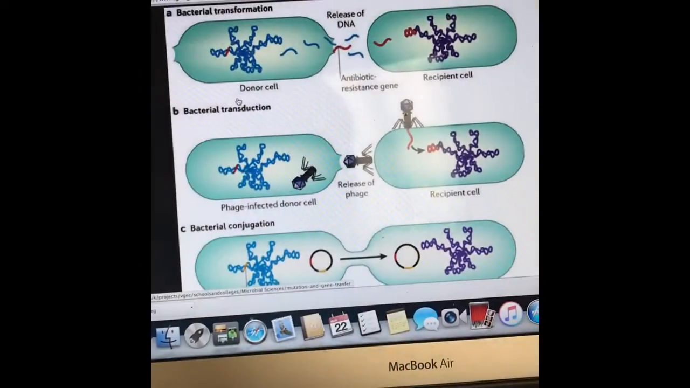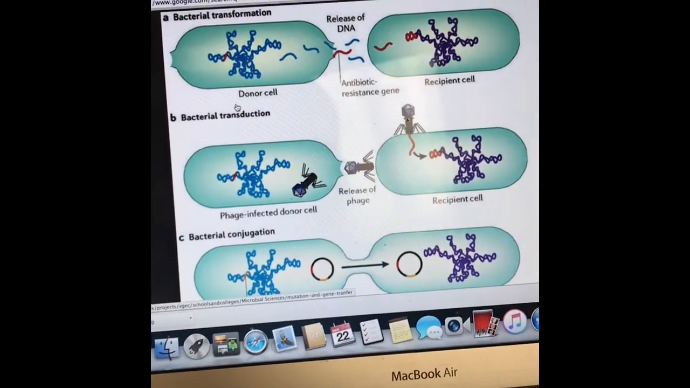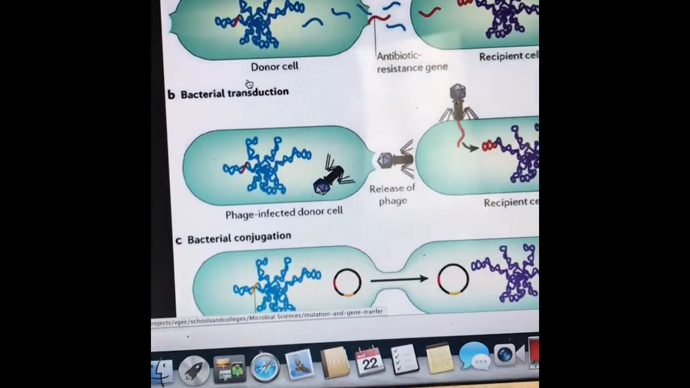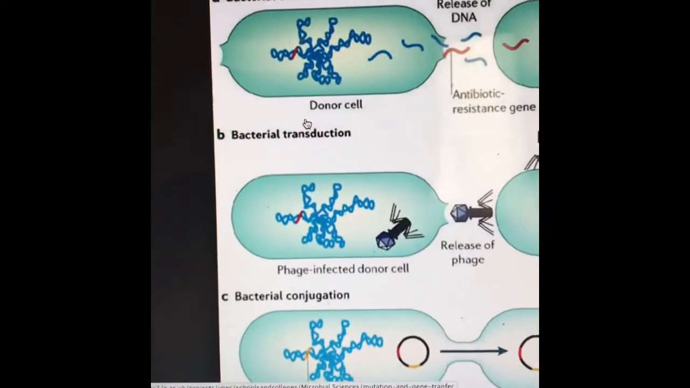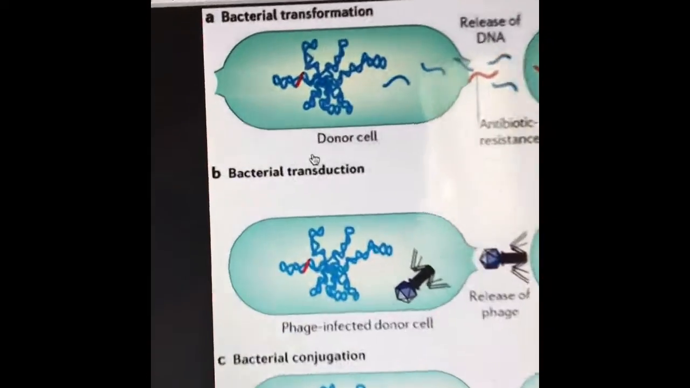There are three main ways bacteria can receive genetic information. These are transduction, conjugation, and transformation. Genetic transformation is the alteration of a bacterium through the incorporation of a plasmid into its DNA.